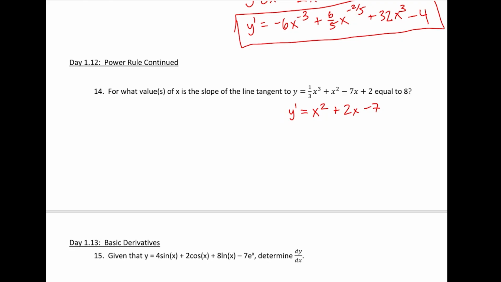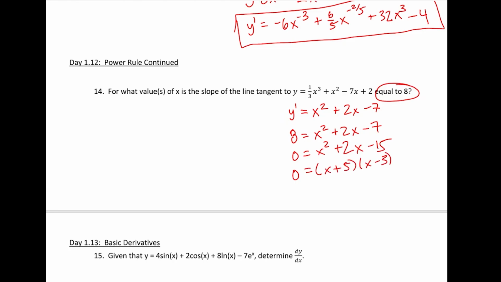And it's saying for what values of x is the derivative equal to 8. So all we need to do is just set this thing equal to 8, and we're going to solve this remaining quadratic. So subtract 8 from both sides, because whenever you solve a quadratic, you always want it equal to 0. Okay, so now we get this. This is a factorable quadratic, and it'll factor as x plus 5 times x minus 3. And then we could set each one of these equal to 0. Using the zero product property, we'll get x equals -5 and x equals 3. These are going to be your two solutions. There's going to be two answers here. So at both of those x values, the slope of the line tangent to this curve is going to be equal to 8.